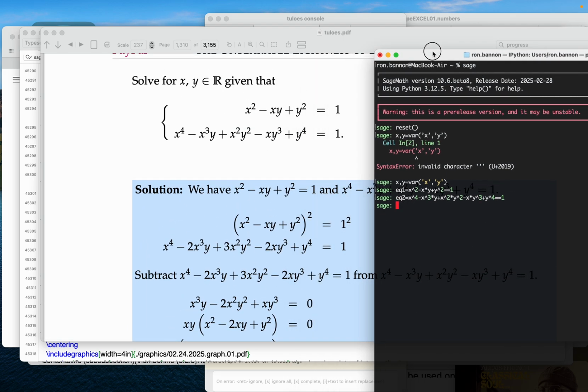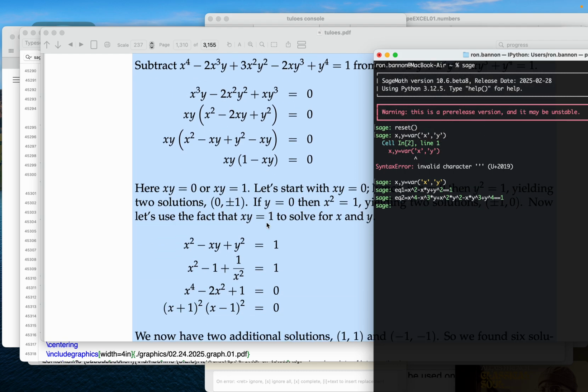And what I did, equation one was, the x squared minus x times y. You notice I got a star there. Plus y squared is equal to 1. The double equal signs indicate an equation. The single equal signs indicate an assignment. It's an assignment operator. And the second equation, x to the 4 minus x cubed times y plus x squared times y squared minus x times y cubed plus y to the 4 equals 1. And then what I need to do is solve that system of equations.